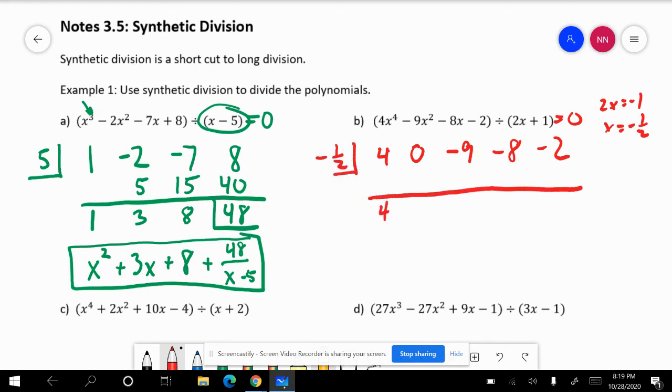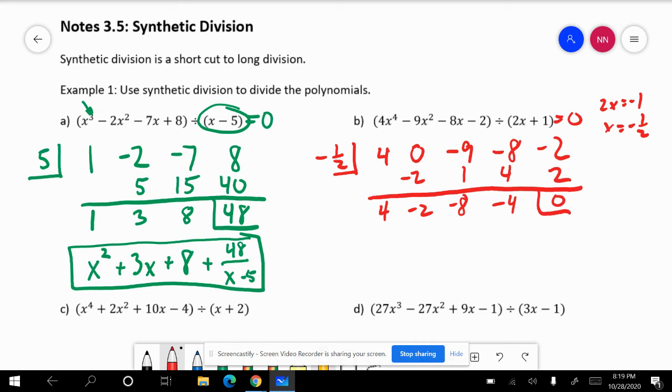We bring down the 4. Negative 1/2 of 4 is negative 2. Gives us negative 2. Times negative 1/2 is positive 1. Negative 8. Negative 1/2 times negative 8 is 4. This gives us negative 4. Negative 1/2 times negative 4 is 2. And that's 0. So it goes in evenly.